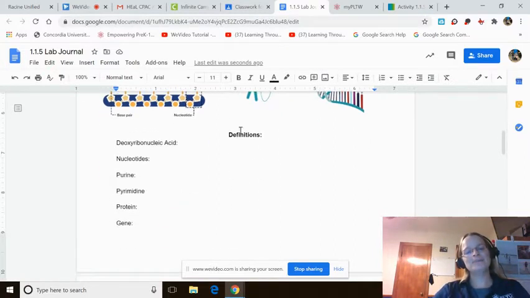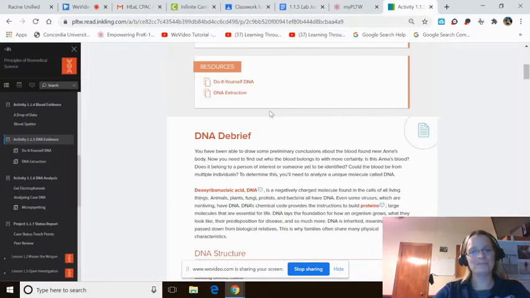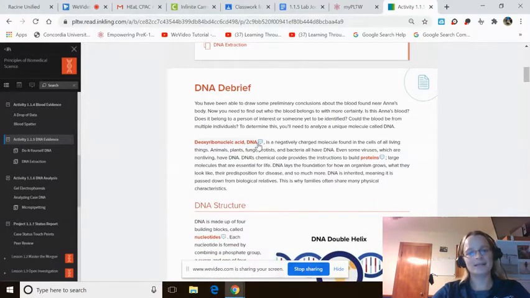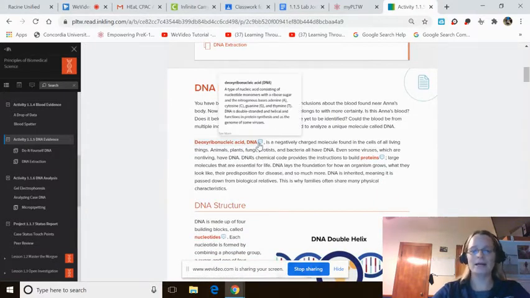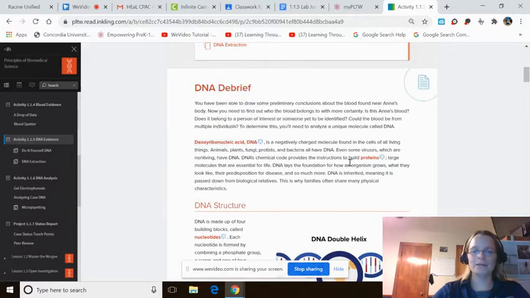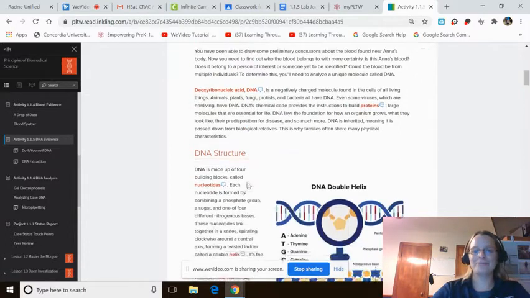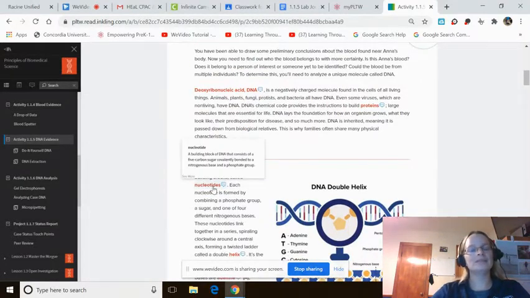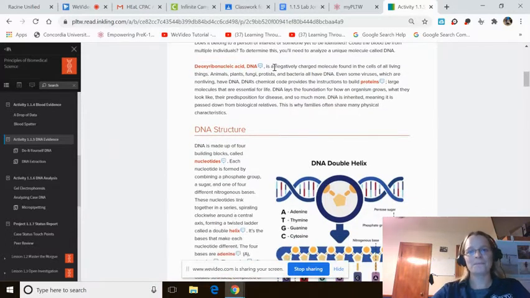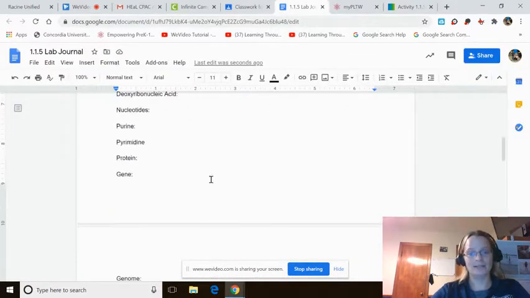Then scroll down a little bit more and you'll see definitions. There are lots of new vocabulary words, or at least vocabulary you probably haven't used in a while, so I'd like for you to define them. Almost all of these, with the exception of purine and pyrimidine, can be found as red text in your PLTW thing. And if you click on it, it pulls up a definition. So that's really super simple. My only thing is make sure you understand the definition, because if you don't, then it's useless. All right, so I will let you do the definitions on your own.